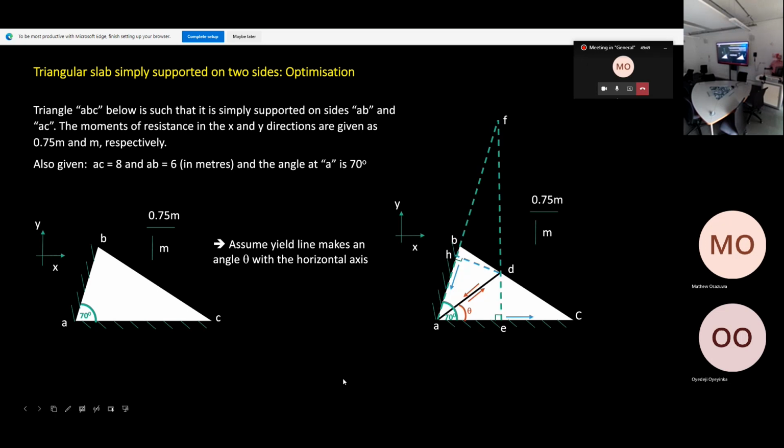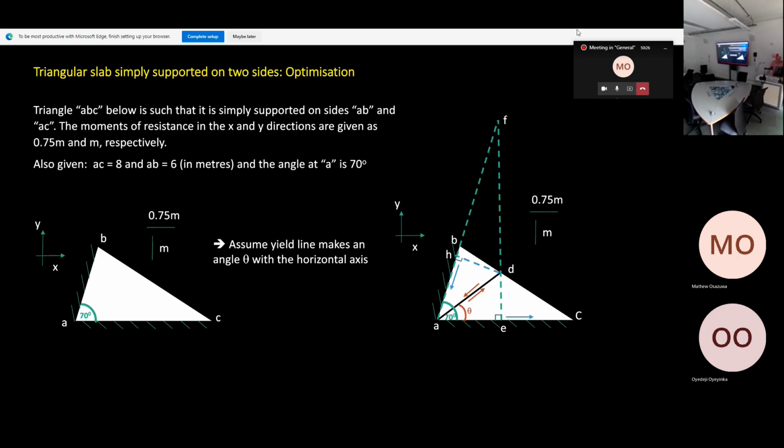So really, this is what we have. What I have here is the yield line. Please follow this carefully. This is the yield line that I've assumed, AD. So there will be one single yield line, AD. We don't know where this yield line is going to form, so I'm going to assume it's forming at an angle theta from AC. Is that clear? So we assume theta, and what we're going to do now is find the optimum angle theta for this slab.